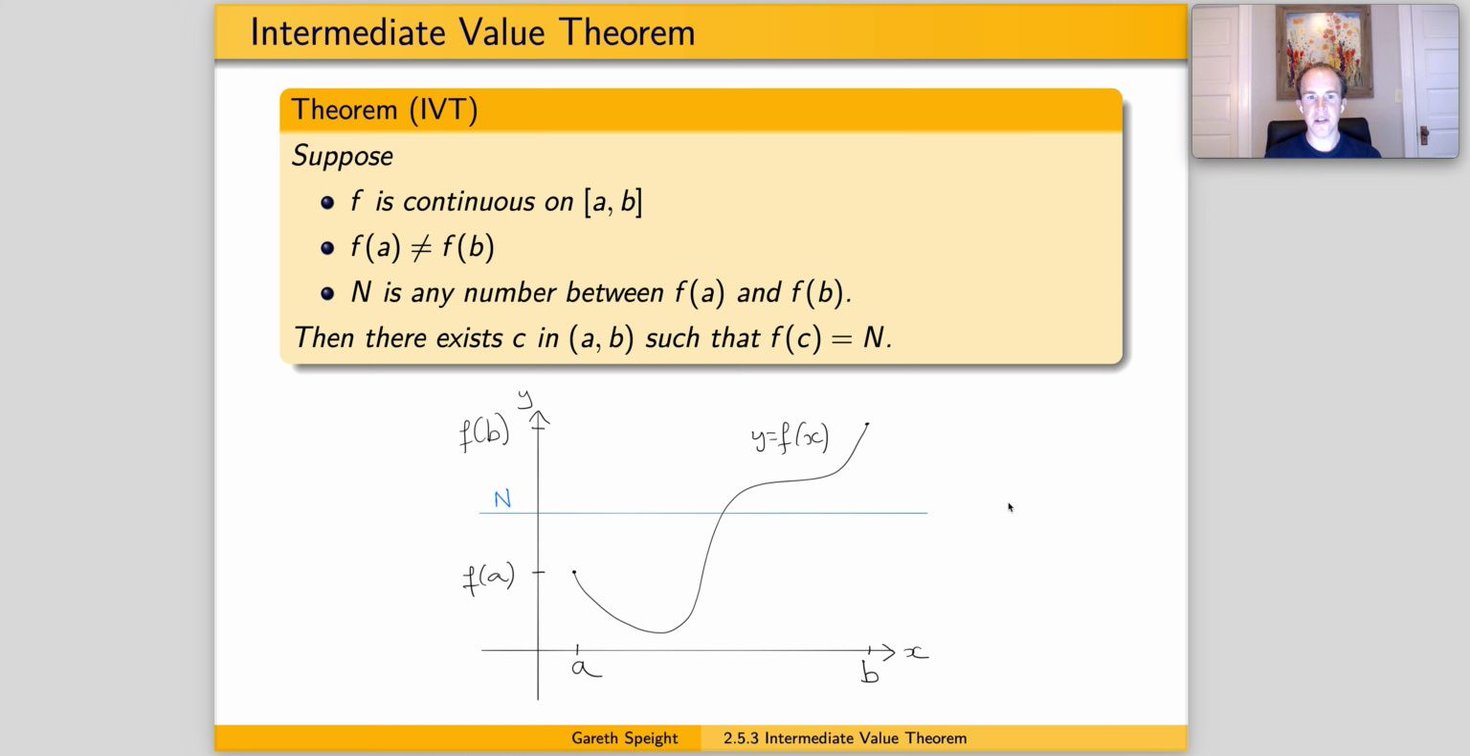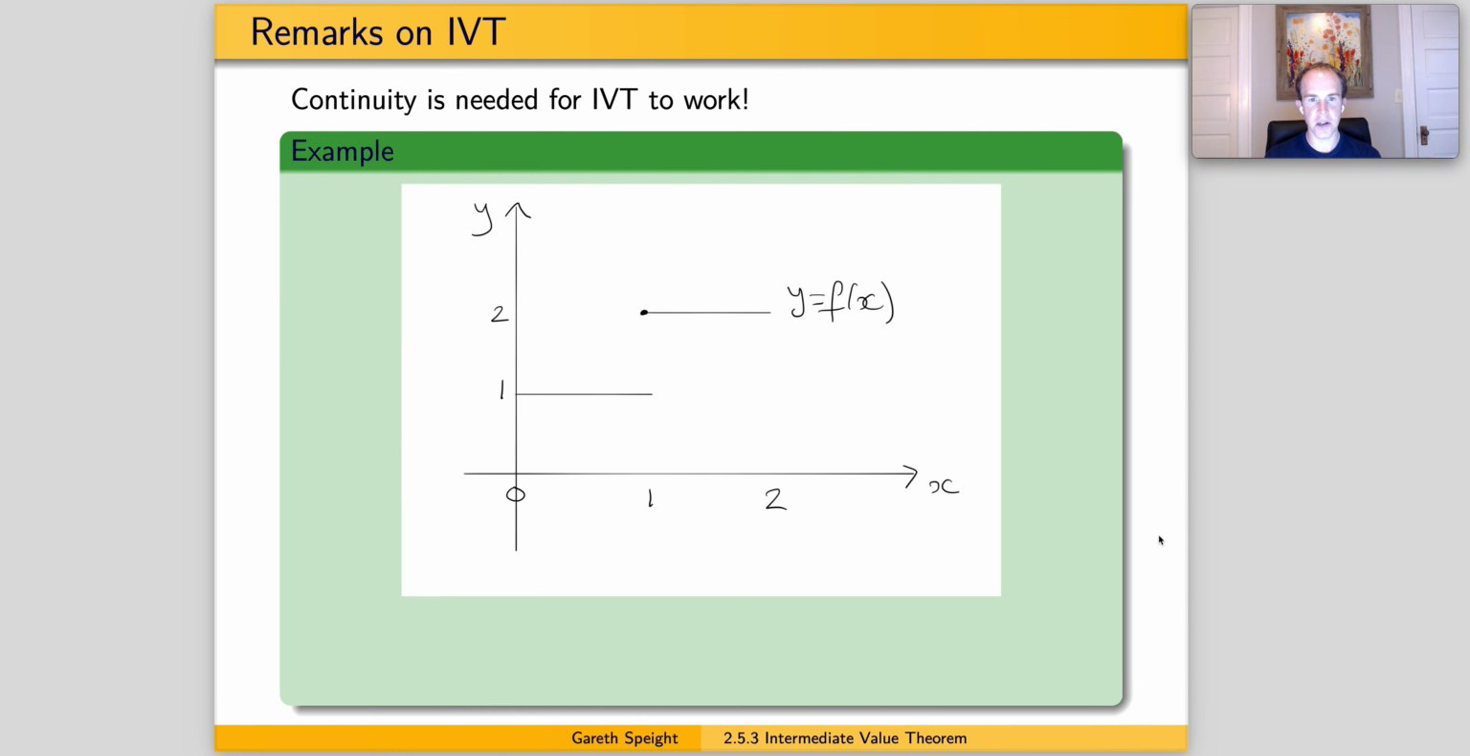Okay, so why is this useful? Why is this interesting? Before we do that, let's say why do we need these conditions? So clearly it wouldn't make any sense without f(a) being different from f(b). But why do we care that f is continuous? I mean, doesn't this work for every function? And the answer is no, we really need continuity.